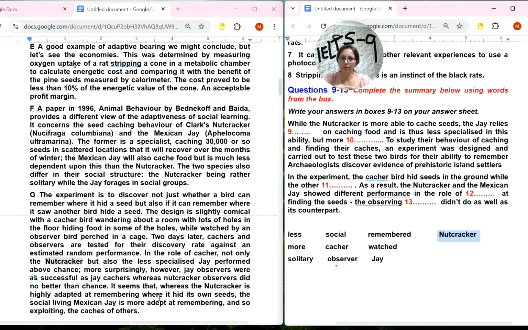Nutcracker is highly adapted. The social living is so exploiting catching of others. So remember, what do we have left? Less we have used, social we have used, observer we have used, watched the observing catcher didn't do as well as counterparts. More will not come, solitary will not come. Remember, so nutcracker, I think it can come here. So we will just write nutcracker.